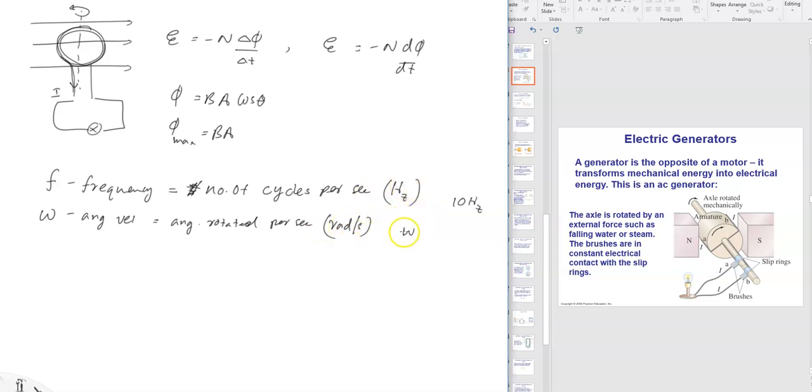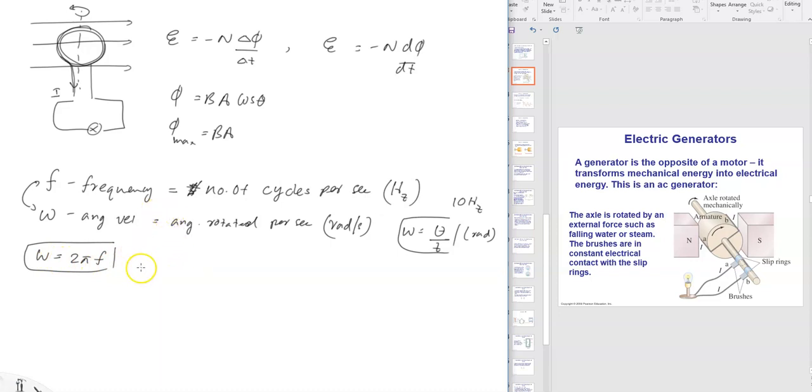Omega is the angle, theta, divided by time, but the angle should be measured in radians, not degrees. So this is another way of stating the speed it's rotating. There is a relationship between these two. Omega is 2 pi f. So that is also something important. Here's the definition of frequency, and this is how we connect omega to frequency.